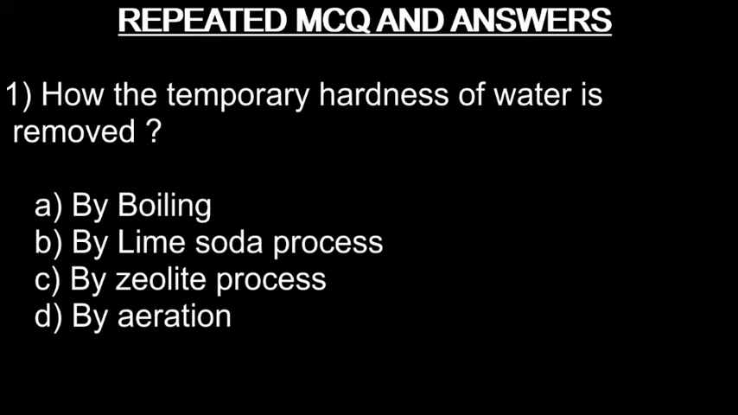And what is permanent hardness? Permanent hardness is caused due to the presence of calcium and magnesium sulfates, chlorides or nitrates. This permanent hardness can be removed by the lime soda process and the zeolite process. Here option B and option C can be used for the removal of permanent hardness.